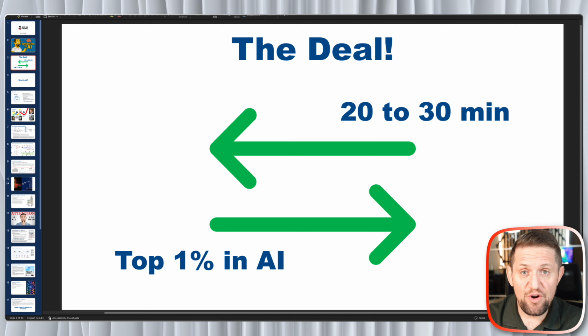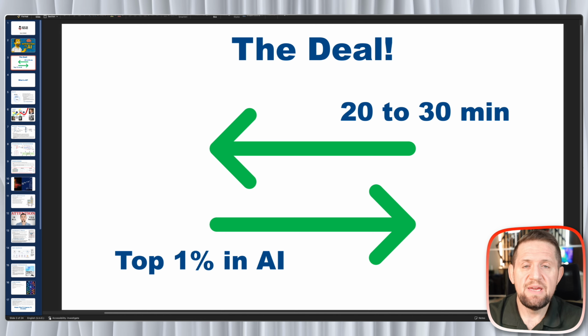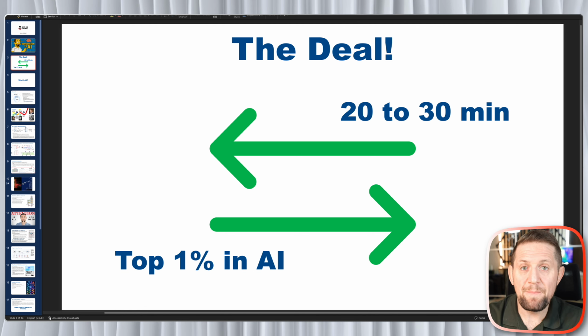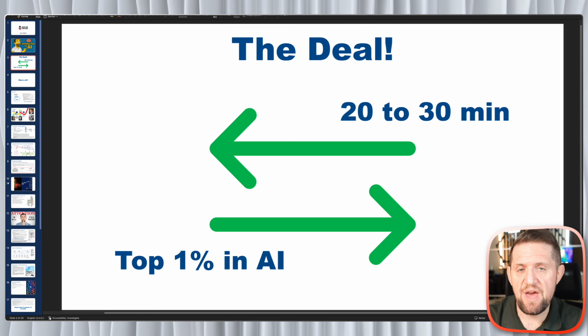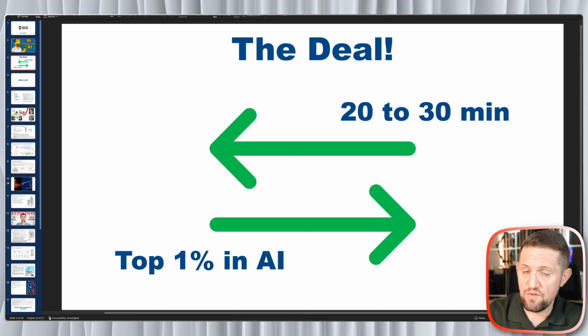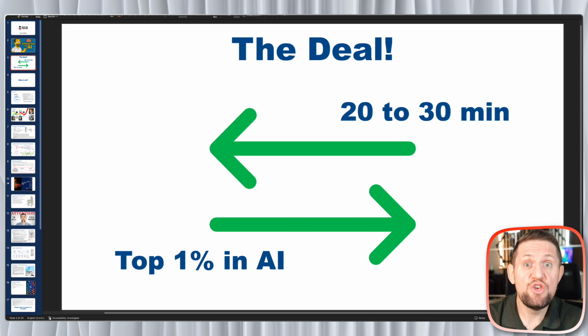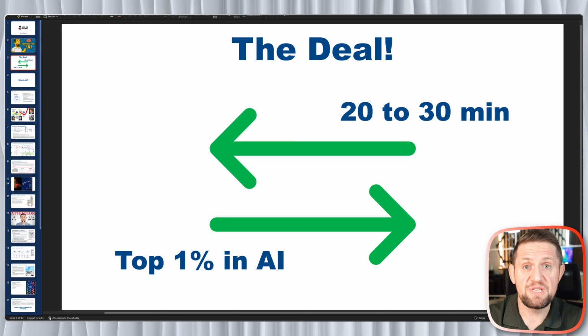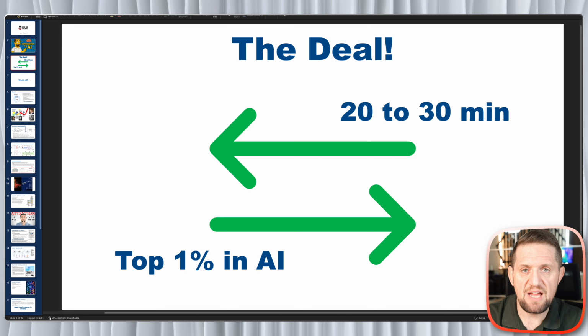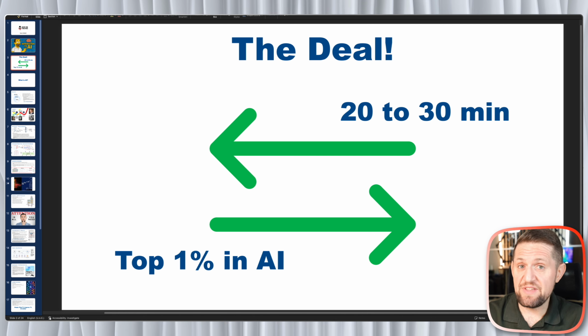And before we go further, I want to make a deal with you. Give me 20 to 30 minutes of your time. And my commitment to you is that if you do that, if you watch every minute start to finish in this short video, you will be one of the top 1% of people who really understand artificial intelligence. So I hope we have a deal there.